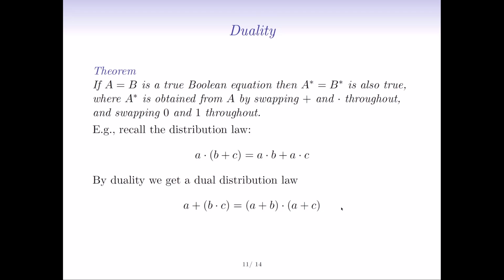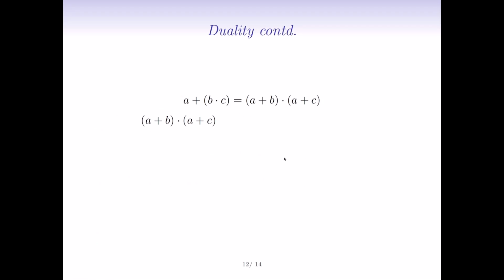Now, that's true in propositional logic, because we have the distribution principle that a or b and c is equal to a or b and a or c. So that's true in propositional logic. It's also true in Boolean algebra, and we can check that. Just as an exercise, we could try writing down and perhaps proving some other identities that follow by duality. So let's check that this dual distribution law does hold.